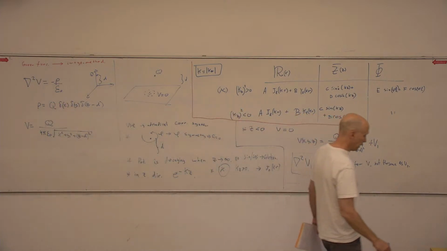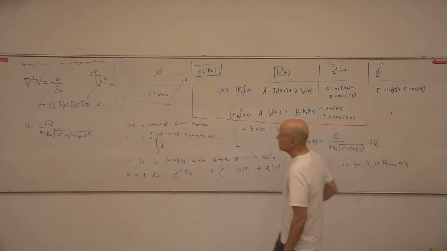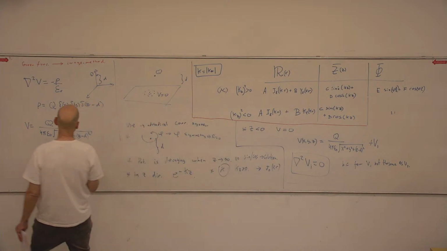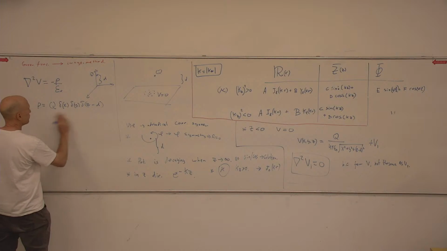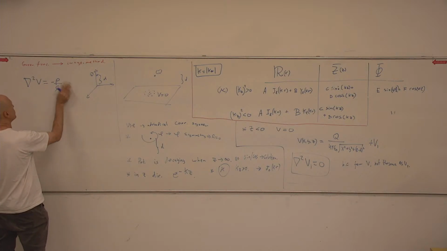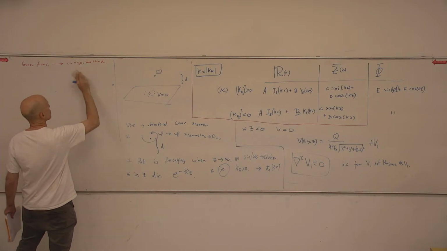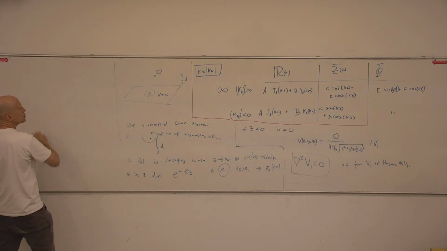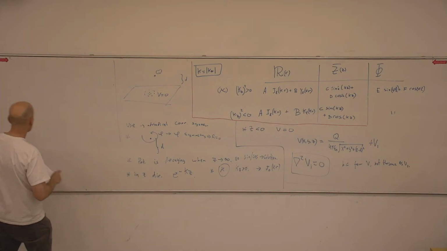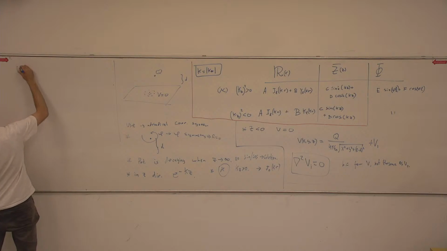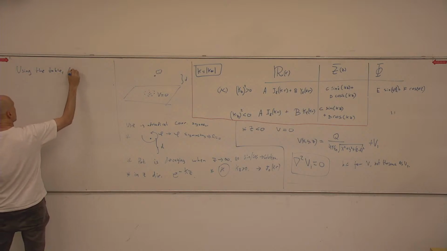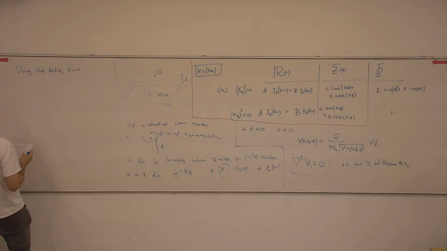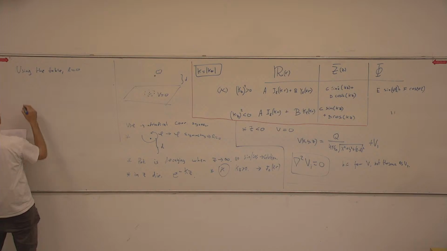It's the following thing. And again, if you don't believe me, then you can just plug in and see that this is an equation. This is a solution. So again, using the table, L is equal to 0. I get the following solution.